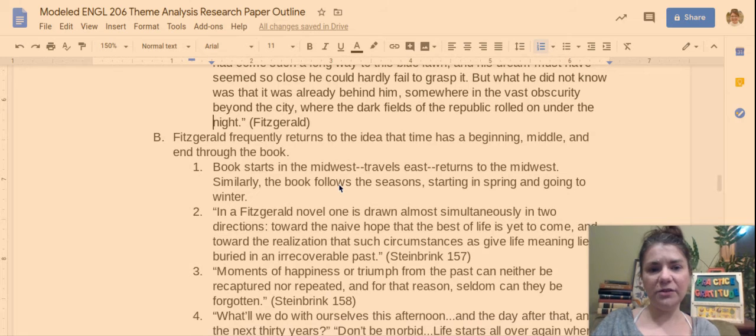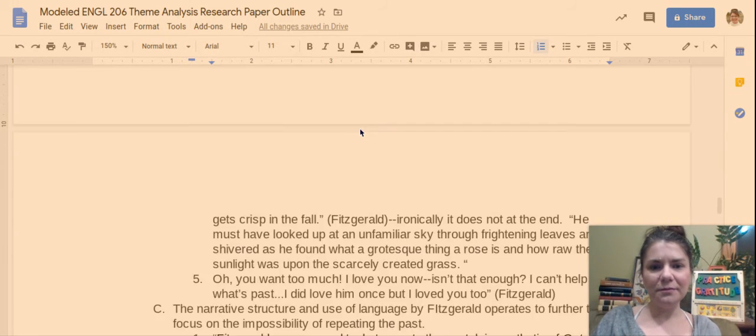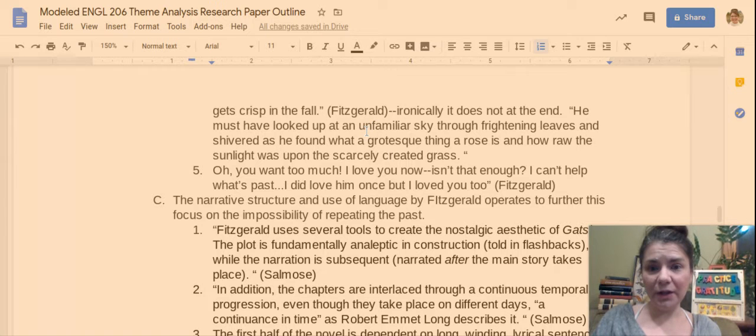Okay, so my next claim is that Fitzgerald frequently returns to the idea that time has a beginning, middle, and end through the book. Thus, it's not repeated, like it goes in a linear fashion. So again, I included some summary from the book, but I also included quotations from my research. Okay, and like this is just an example from this Steinbrink. Moments of happiness or triumph from the past can neither be recaptured nor repeated, and for that reason, seldom can they be forgotten. So this was a quote in an article about The Great Gatsby that I thought really supported this idea well. So you're using your research to show that other people have these great ideas that you have too. They're supporting your ideas. Okay, again, I have some quotations from the book as well to go along with that.